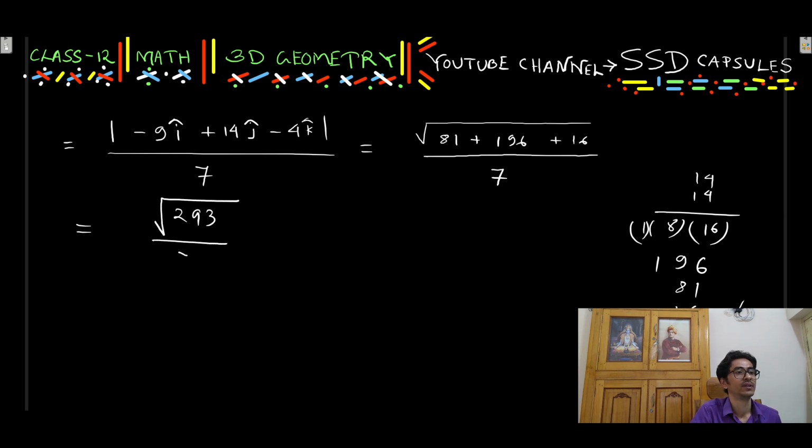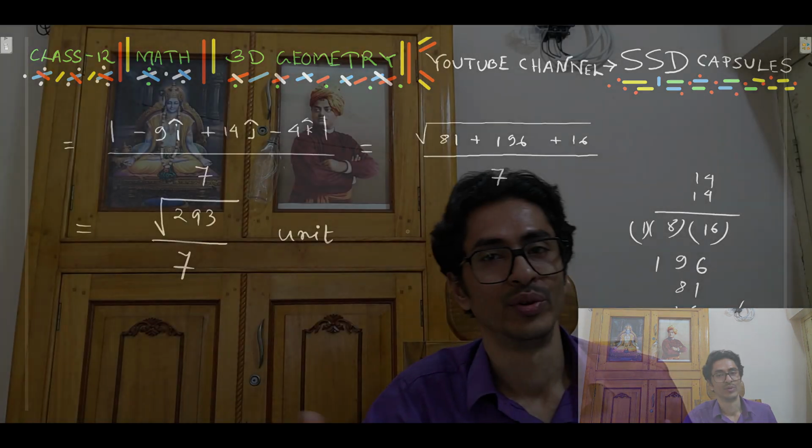So the answer is root 293 by 7. Is this the answer? Have you finished? No. You have to mention the unit. Always mention the unit. We don't know here whether it is centimeter or millimeter or kilometer, so we just mention the unit.